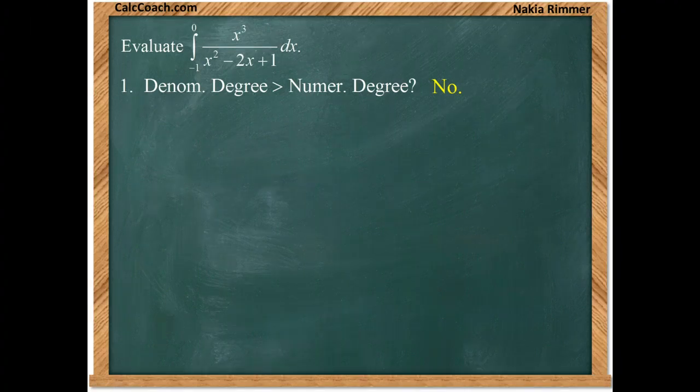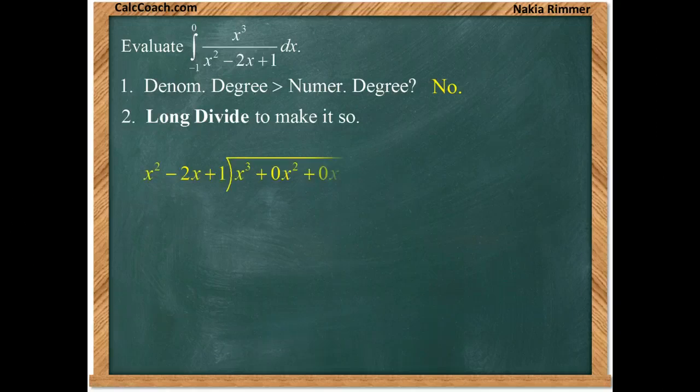When the answer is no, then we're going to have to long divide to make it so. So, long division, we have to take the denominator and divide it into the numerator. If there are missing terms, we should fill them in with 0 coefficients. And then you ask yourself the question. You take a leading term of each.